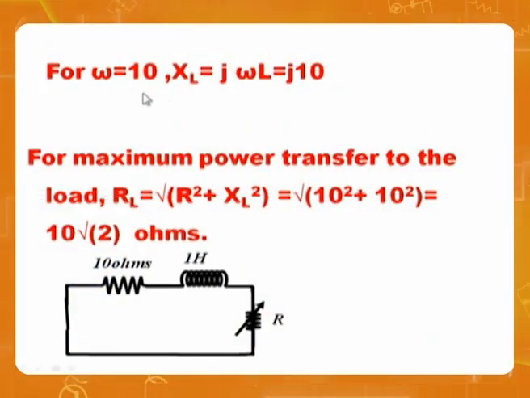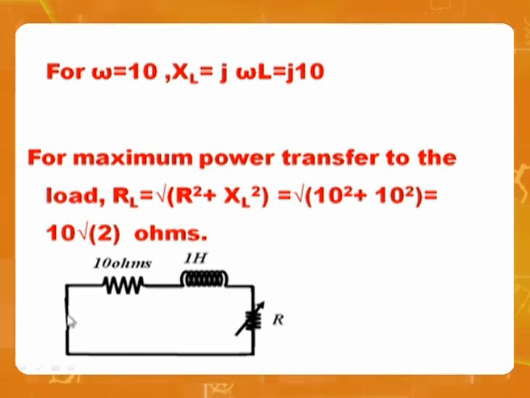So observe me as I do it. I took omega 10, then I took J10. For maximum power transfer to the load, RL is equal to root of R square plus X square. So 100 under root, you can say 10 root 2. This is the answer. So very simple answer. What did I do here? I'm just calculating Thevenin's impedance.